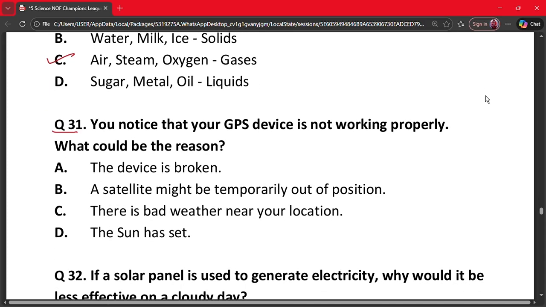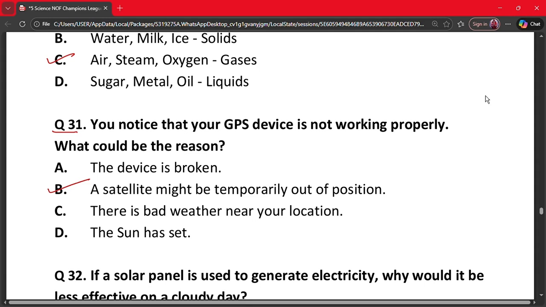Question number 31. You notice that your GPS device is not working properly. What could be the reason? A. The device is broken. B. A satellite might be temporarily out of position. C. There is bad weather near your location. And D. The sun has set. The correct answer is option B. Why? Because GPS works using satellite signals.